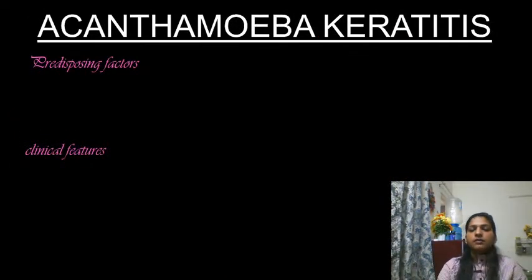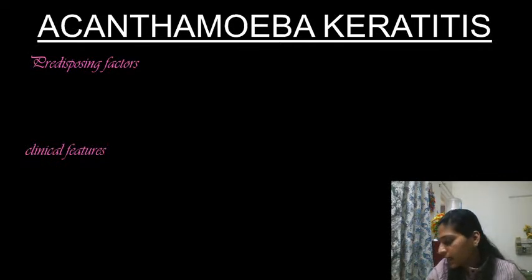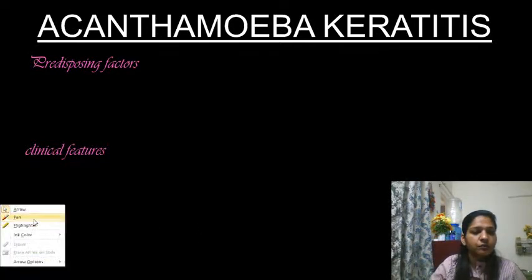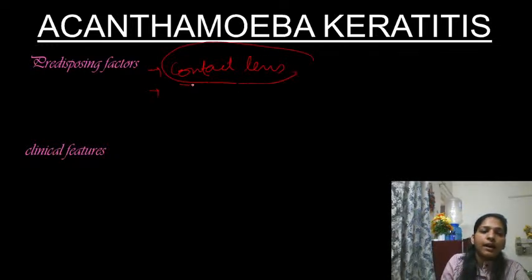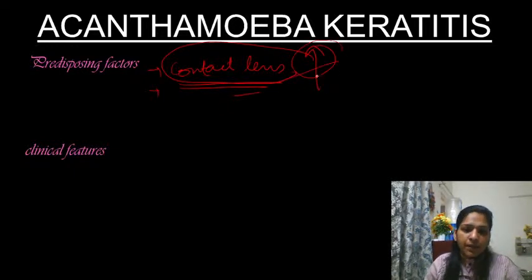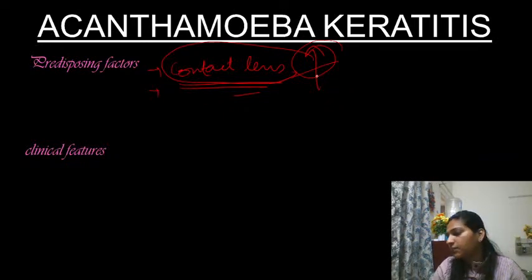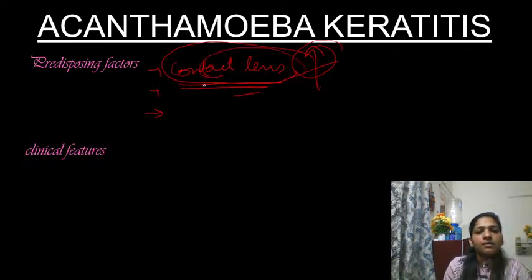Now Acanthamoeba keratitis. You have to tell me the predisposing factors for Acanthamoeba. Tell me the most common, most characteristic predisposing factor for Acanthamoeba keratitis. It is contact lens. Contact lens related keratitis, if at all it is there, the most characteristic cause is Acanthamoeba. Other causes can also be there, but contact lens is the most common cause.